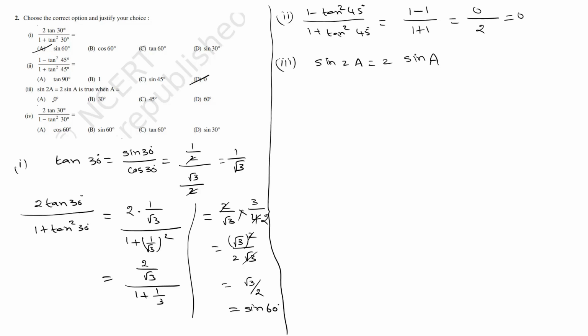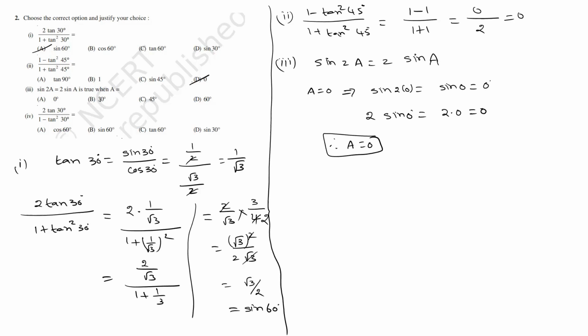So by using the options, let's check here. Substitute a is equal to 0. So a is 0 means sin 2 into 0 degrees is equal to sin 0. Sin 0 is nothing but 0. Even on the RHS, if we substitute, 2 into sin 0 is 2 into 0, which is equal to 0. So both LHS is equal to RHS. Therefore, the value of a equal to 0 is the answer.